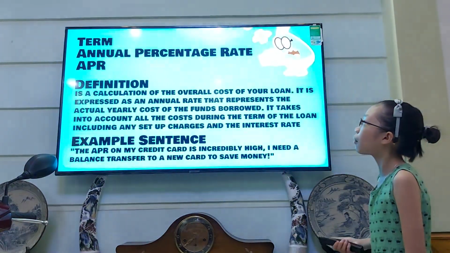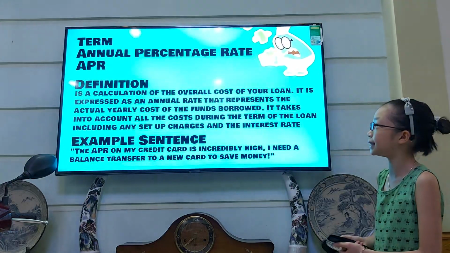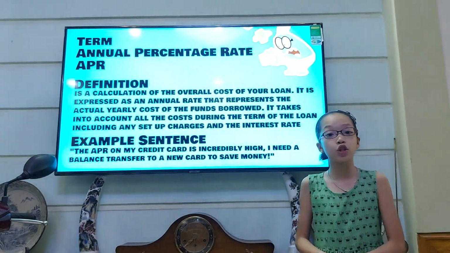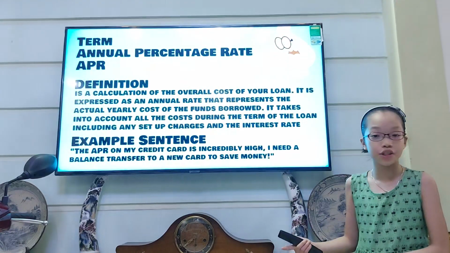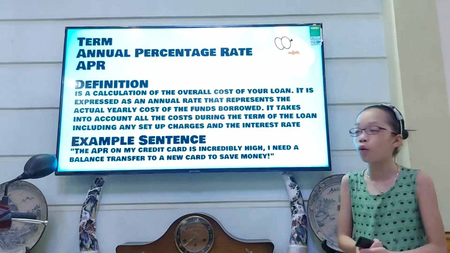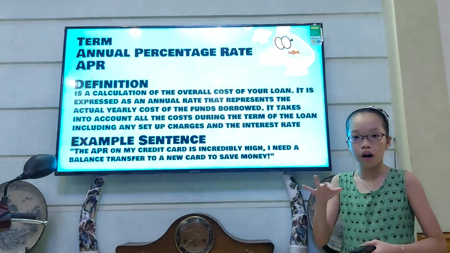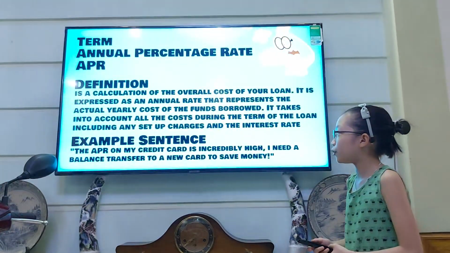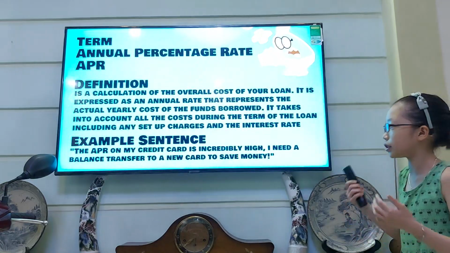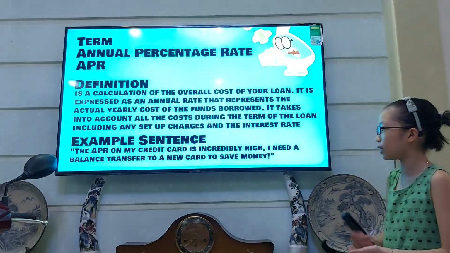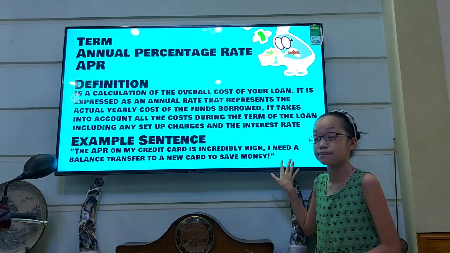And we have annual percentage rate, which is commonly known as APR. You can either call it annual percentage rate, which is a really long term, but a short one might be APR. Let's read this definition together. It might be a long definition, but just to practice our reading and understand more, let's read it. It is a calculation of the overall cost of your loan. It is expressed as an annual rate that represents the actual yearly cost of the funds borrowed. It takes into account all the costs during the term of the loan, including any setup charges and the interest rate. So here an example might help you to understand this better.